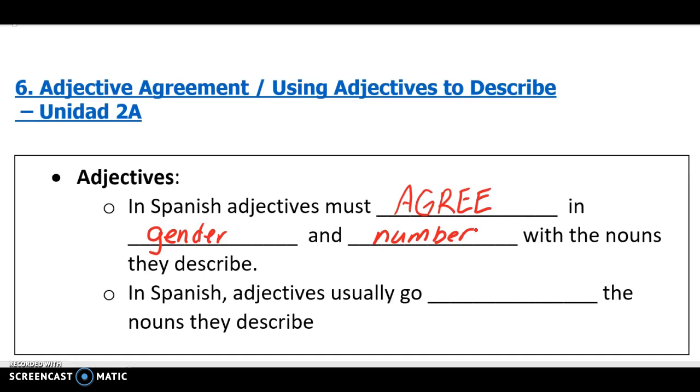Another thing about Spanish adjectives is a little different from English adjectives. In Spanish, we usually put adjectives after the nouns they describe. In English, we usually put them before. Like I said, blue couch. Well, in Spanish, it would be a couch blue. All right? So what we're going to do is do a little practice in how we make all of this happen.